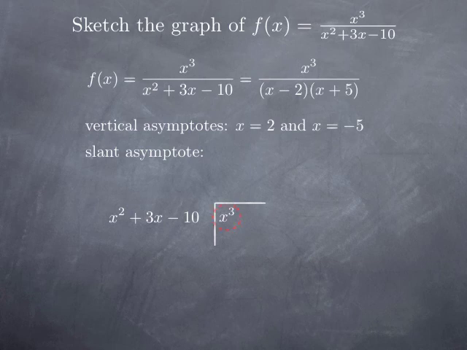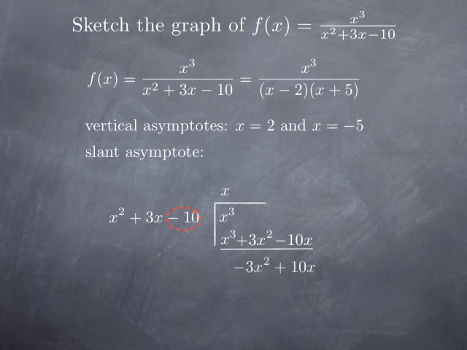To start with, we divide x cubed by x squared, and we obtain x. Multiplying x by x squared, we get x cubed. By 3x, we get 3x squared. By negative 10, we get negative 10x. Then we subtract the result from x cubed. So we get x cubed minus x cubed, no x cubed left. 0x squared minus 3x squared gives me negative 3x squared. And 0x minus negative 10x gives me positive 10x.